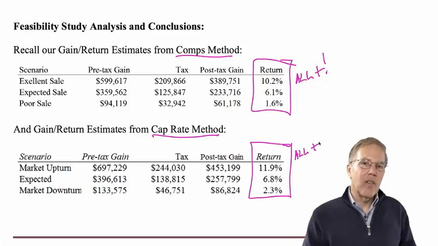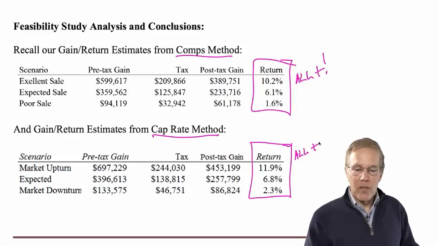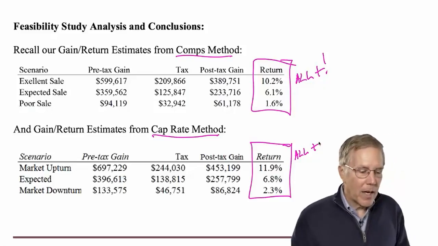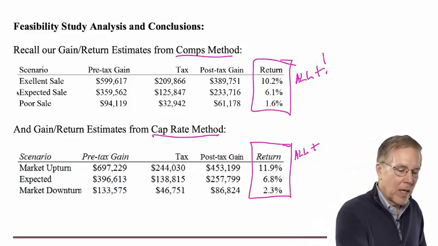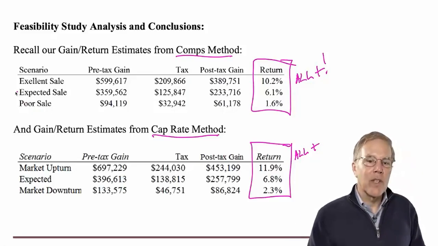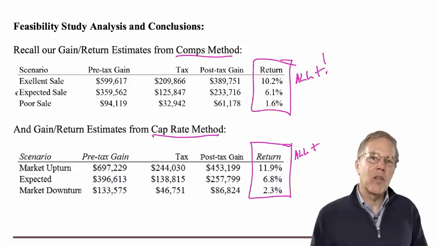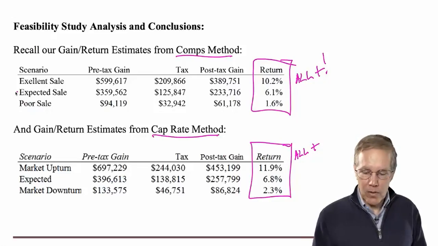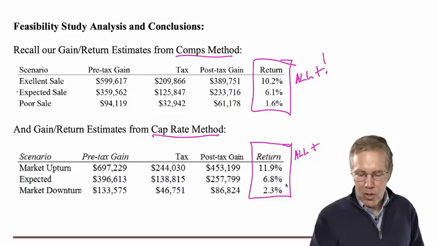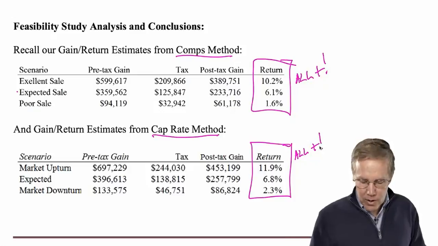It's always good to do at least these two methods, even in a feasibility study, because it's easier than you think to make a big mistake in one of these methods, especially the cap rate method. So if the two methods give you wildly different results, that's telling you you better go back and look very carefully at everything you've done. You probably have a mistake somewhere. But when you get similar numbers like this, it's looking pretty good here.